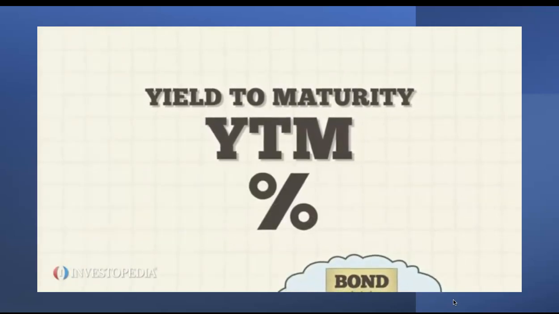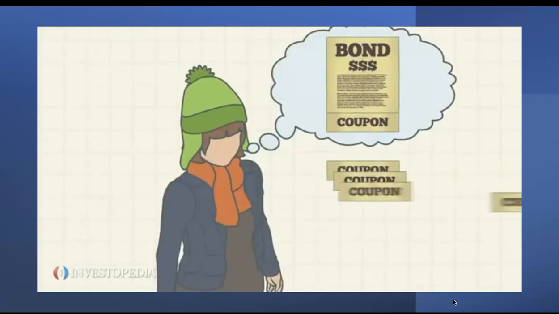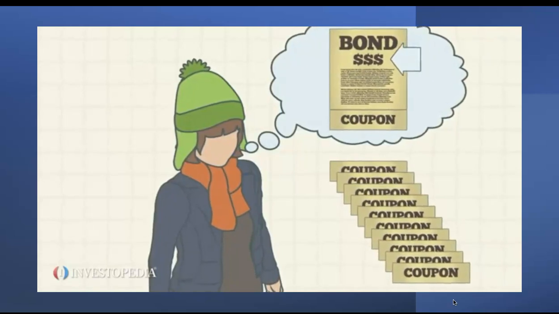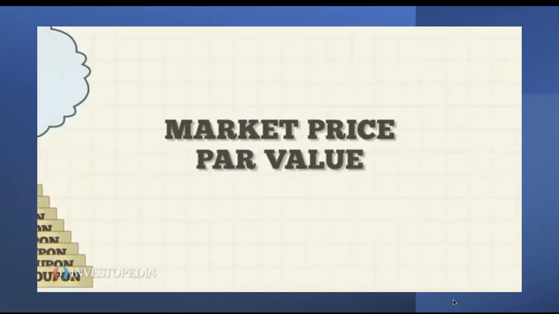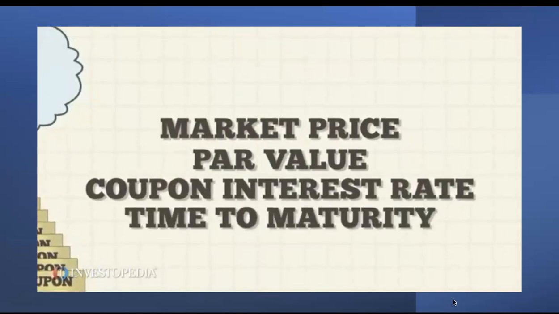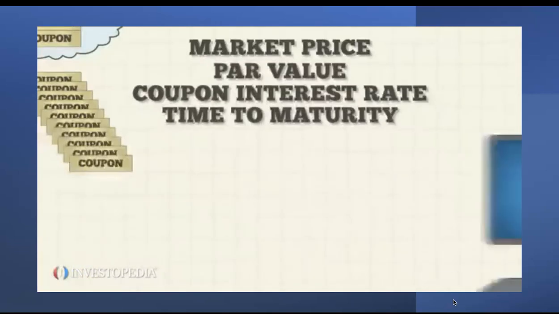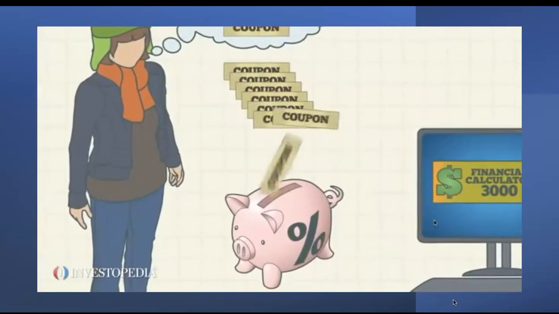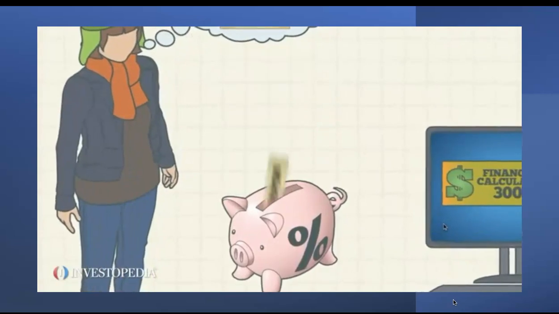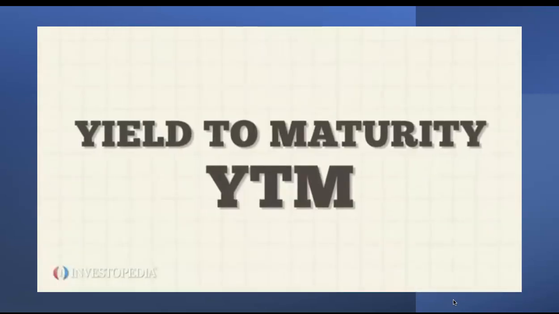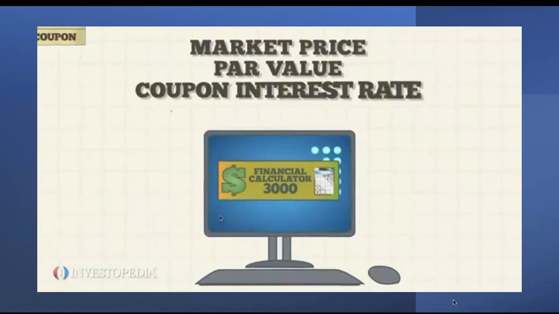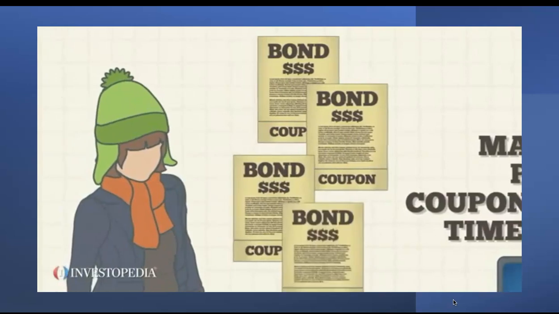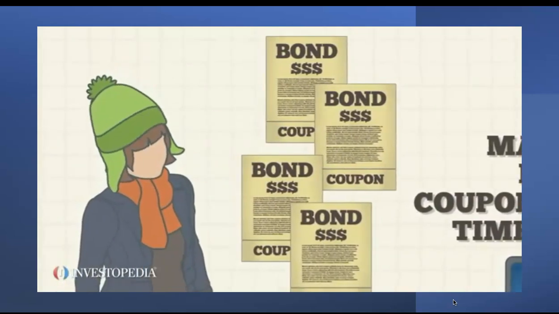YTM is expressed as an annual rate, and it accounts for what all of a bond's future coupon payments are worth today at their present value. Jane needs to know the bond's market price, par value, coupon interest rate, and time to maturity to calculate YTM. She plugs these numbers into a computer program that assumes all coupon payments are reinvested at the same rate as the bond's current yield of 10%. YTM is a complex calculation, but it gives Jane a better idea of her potential returns and lets her compare what she could earn from bonds with different maturities and coupons.